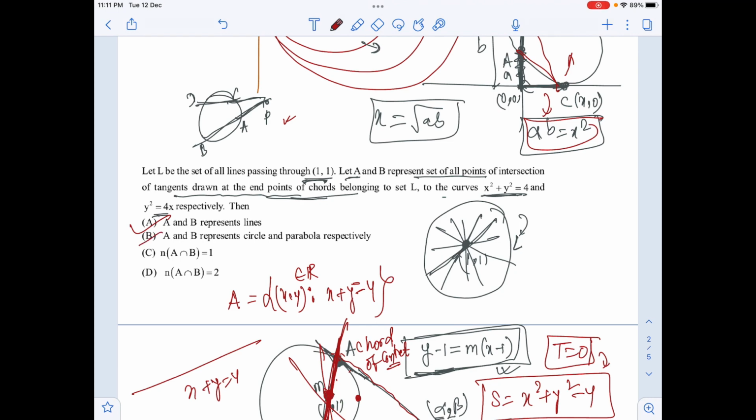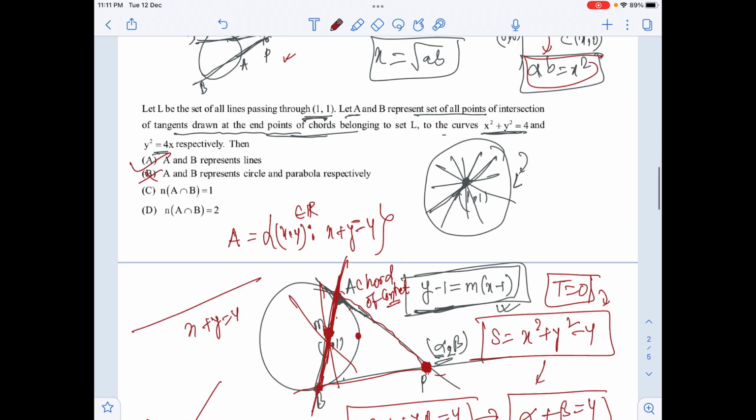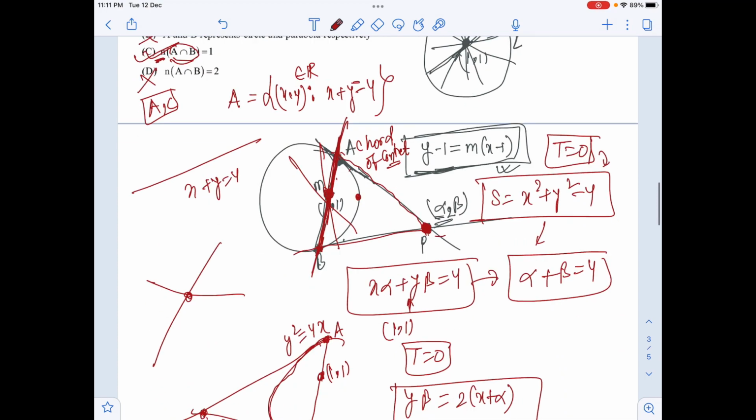You can clearly say A and B represent line, A and B represent circle, parabola, that's wrong. Now since these are two lines having different slopes, they will intersect at exactly one point. So it's a cool way of telling: A intersection B means the number of elements common to A and B is 1 and B is 0. So the correct answer for this is A and C.